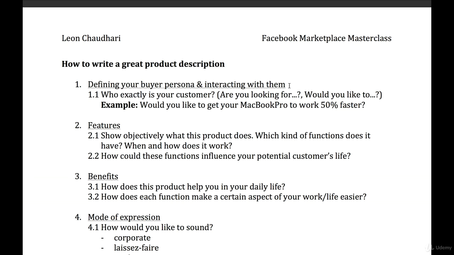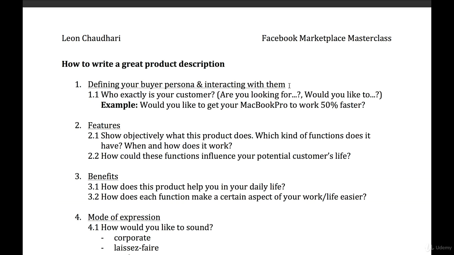So for instance, a good question would be here, would you like to get your MacBook Pro to work 50% faster? So basically this as the first line of your product description, because then people look at that and they say, well, yes, of course, tell me more. And that is then one of the reasons why people like to read through the product description. So they see the product, for instance, it could be a certain service, it could be a certain software. And your promise is now that your Mac will get faster.